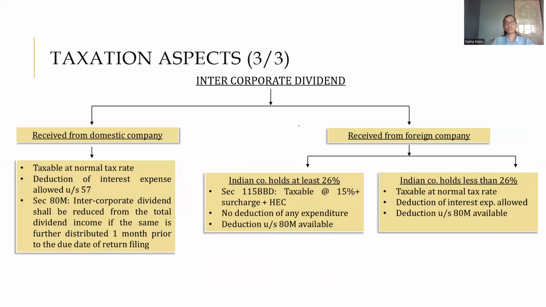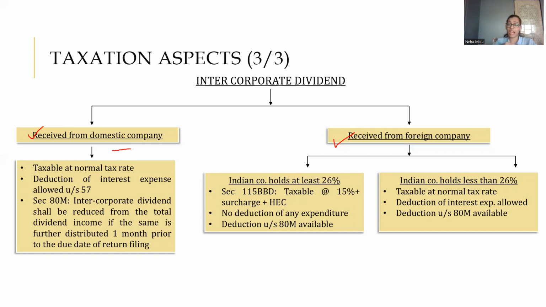Next, when it comes to intercorporate dividend, the same has been divided into two halves. First is when the same is received from a domestic company, and second when the same is received from a foreign company. In case the dividend has been received from a domestic company, it is taxable at the normal tax rate, which could be 30%, 25%, 22% or 15% as the case may be, or whichever option the company has opted for. And no deduction of any expenses is allowed except interest expense under section 57, which I have already discussed.